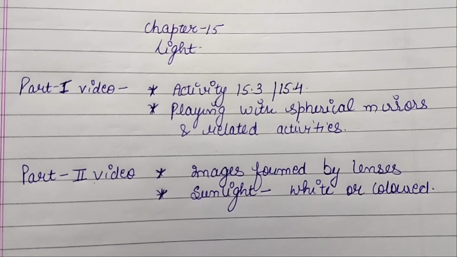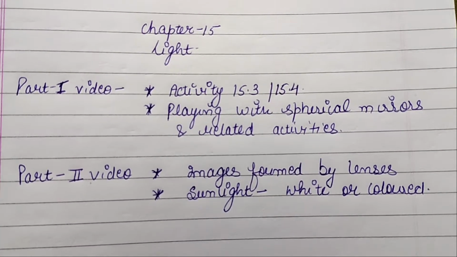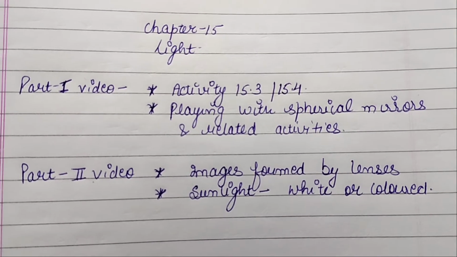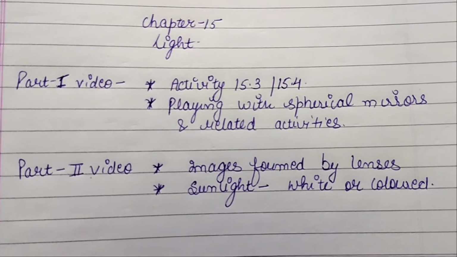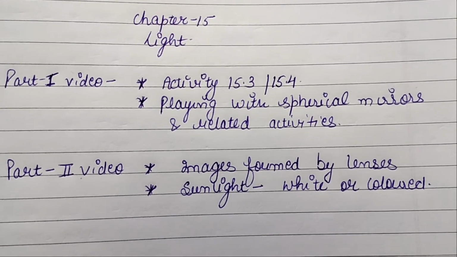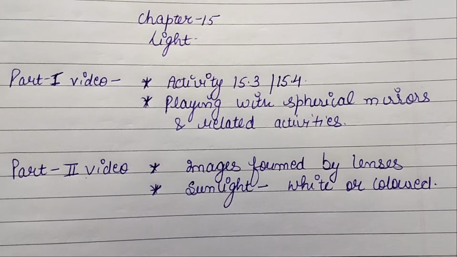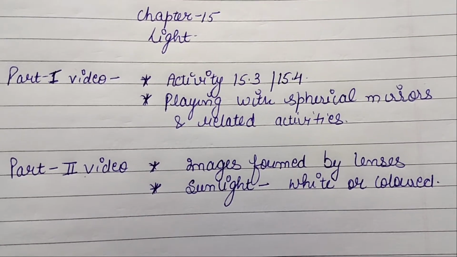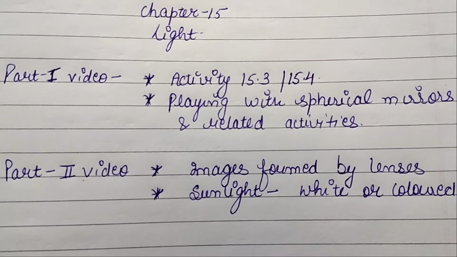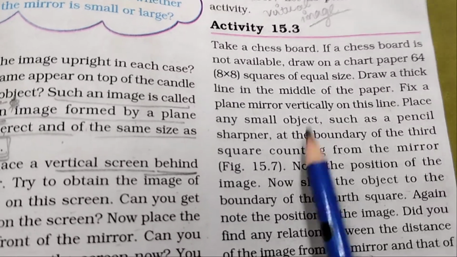In the second part of the video, we are going to discuss the lenses, how the images are formed by the lenses, what kind of images they form, and about sunlight, in which we are going to conclude whether it is white in color or it is colored. In this, we are going to discuss the dispersion of light also. So let's start with the chapter activity 15.3.